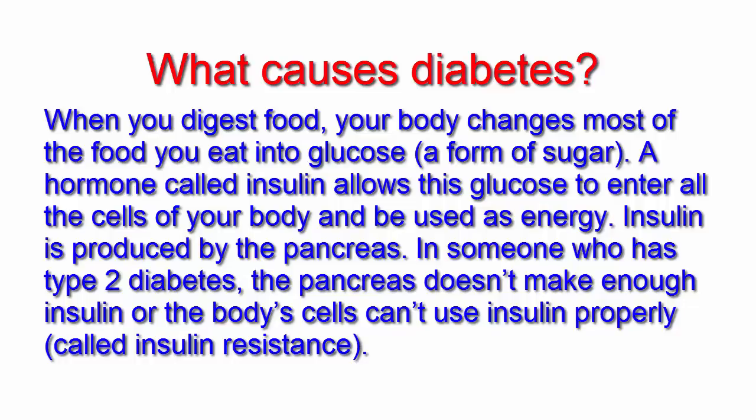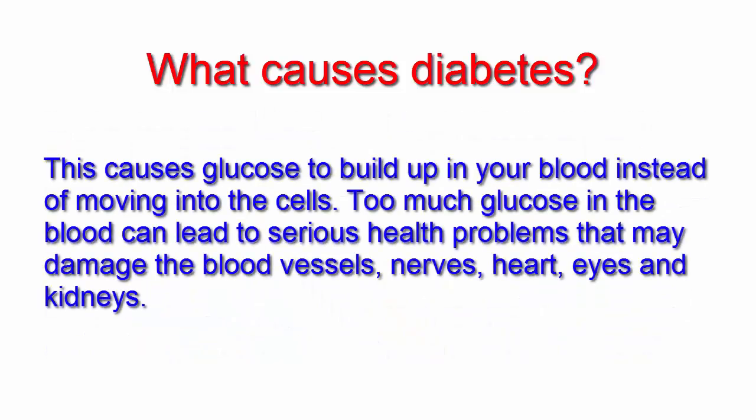In someone who has type 2 diabetes, the pancreas doesn't make enough insulin, or the body's cells can't use insulin properly, called insulin resistance. This causes glucose to build up in your blood instead of moving into the cells. Too much glucose in the blood can lead to serious health problems that may damage the blood vessels, nerves, heart, eyes, and kidneys.